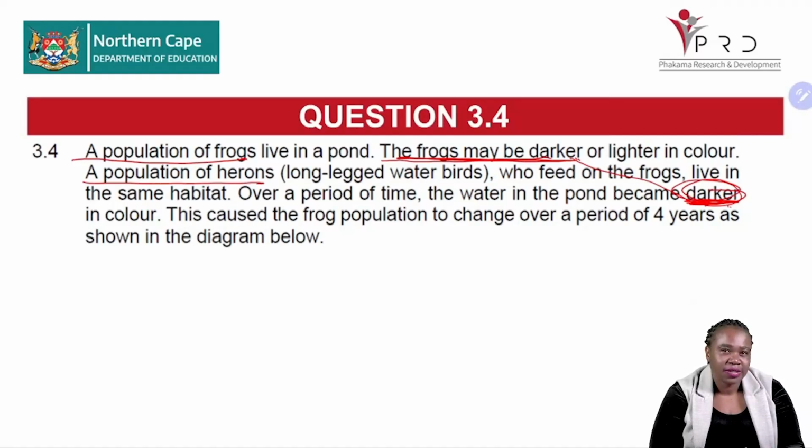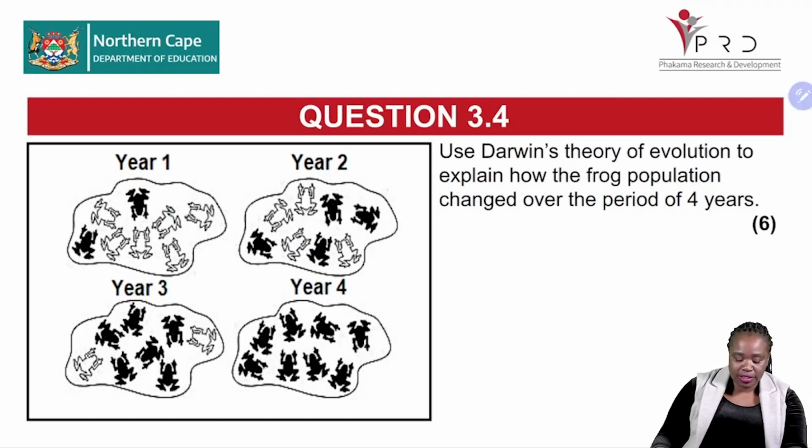That already tells us that the frogs that are dark colored are going to have an advantage, as they will not be visible to the predators. This caused the frog population to change over a period of 4 years as shown in the diagram below. Let's have a look at the diagram.